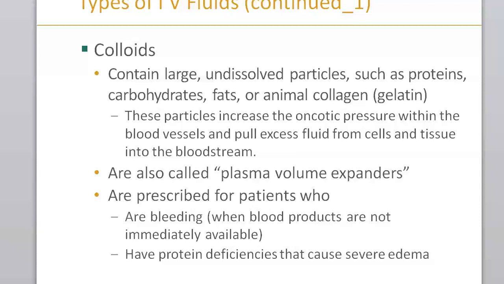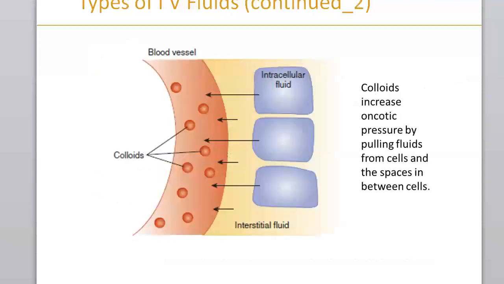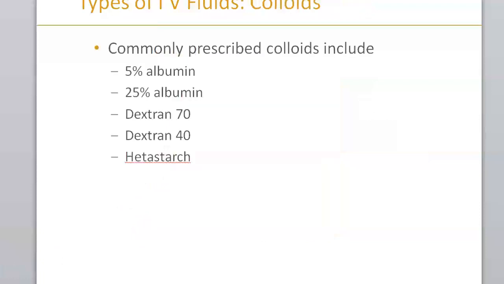So here's your colloids, and then here are those types of IV fluids. Colloids increase oncotic pressure by pulling fluids from cells and the spaces in between the cells. So they actually bring that back into the vascular volume. Okay, so I think that picture helps a lot.